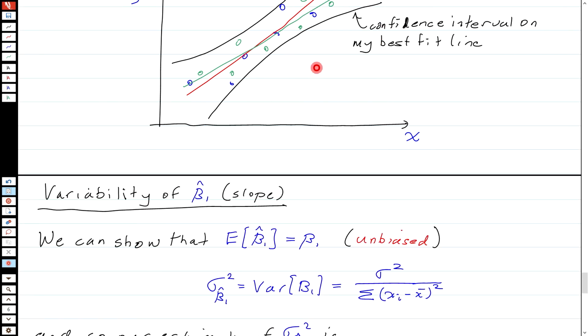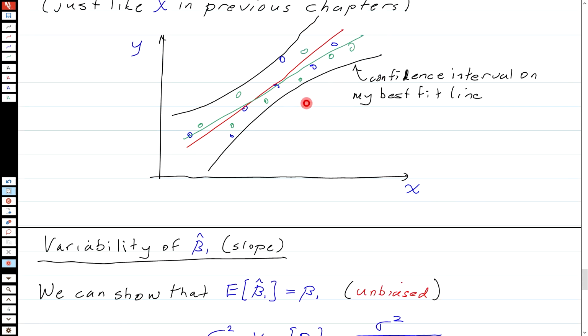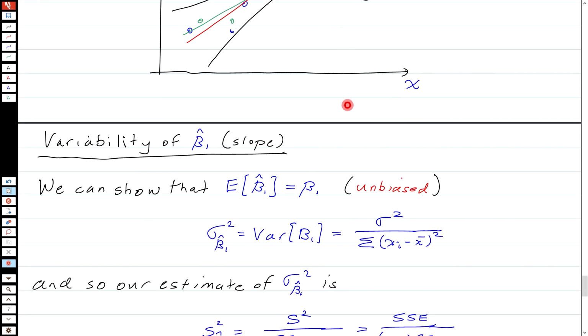We're not going to talk about the confidence interval on the line of best fit, but we will talk about confidence intervals on the parameters of that line. And so let's talk first of all about the variability of the slope, which is beta 1 hat. We can show that the expected value of beta 1 hat is just equal to the true beta 1, and so the estimator that we're using here is unbiased.